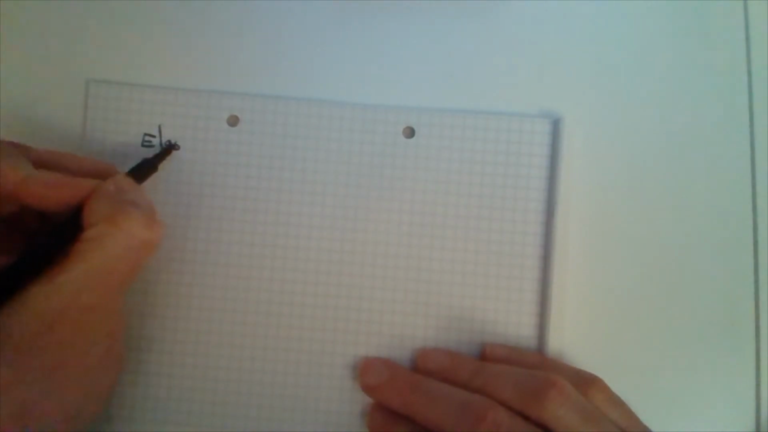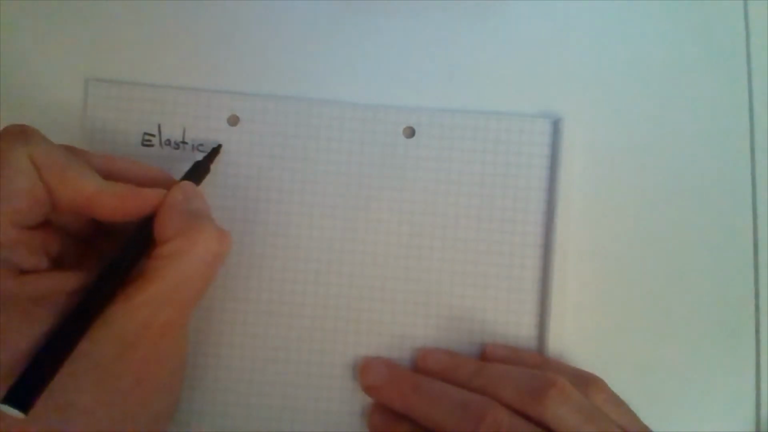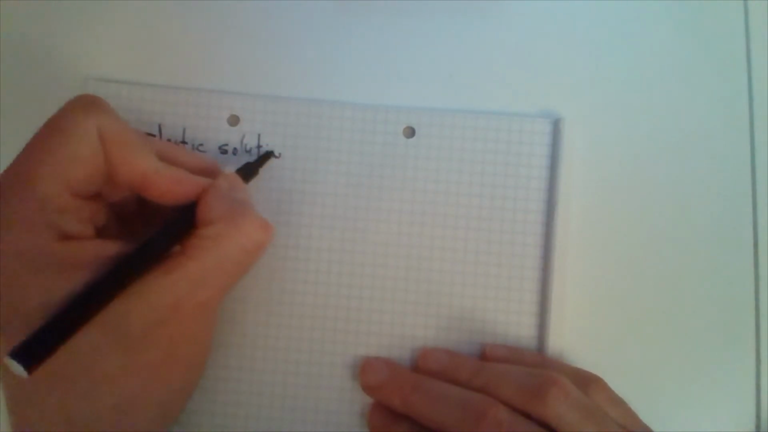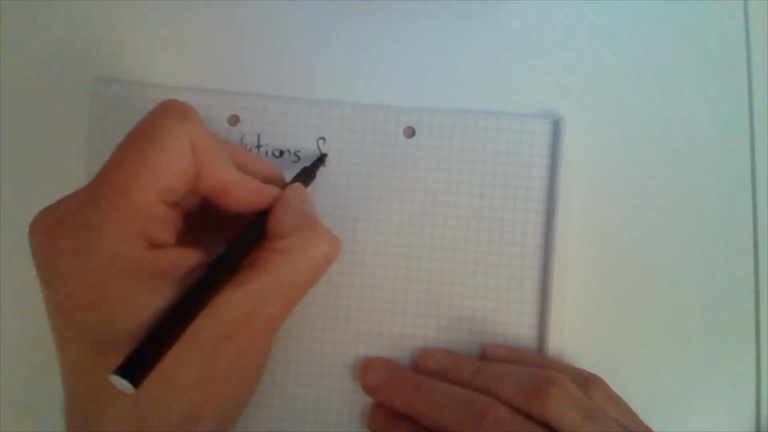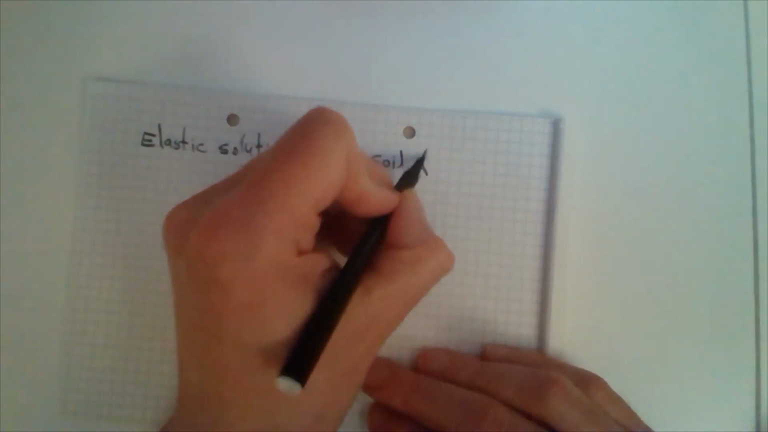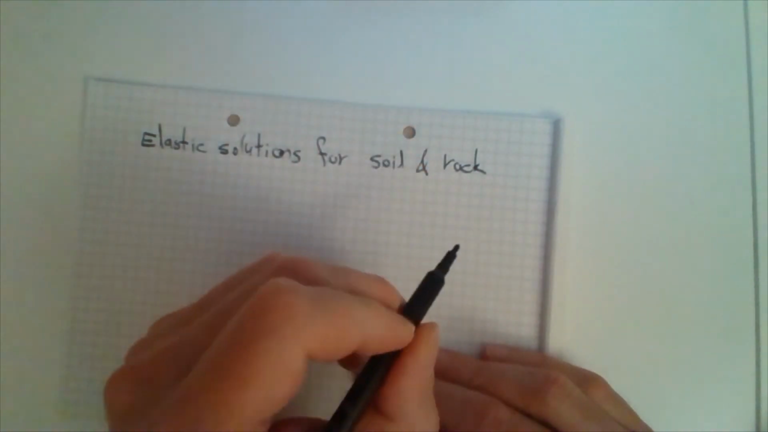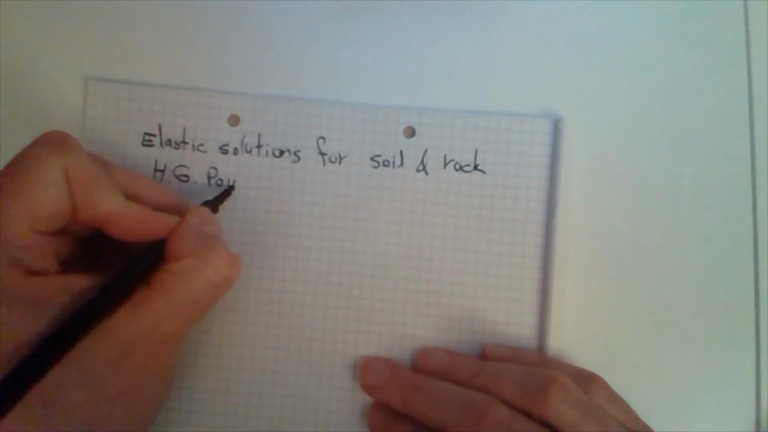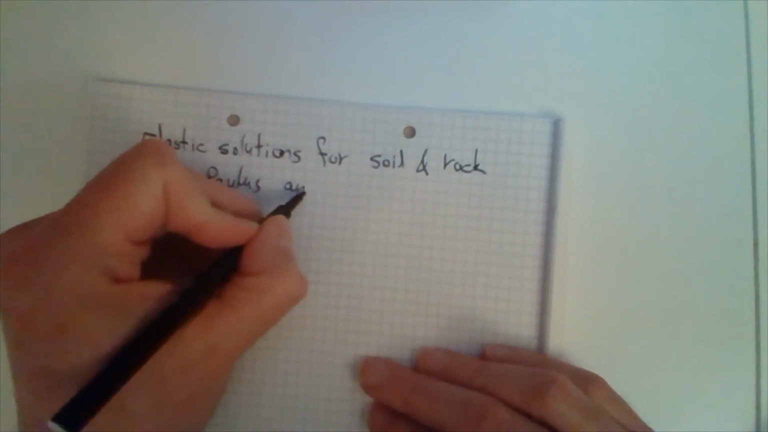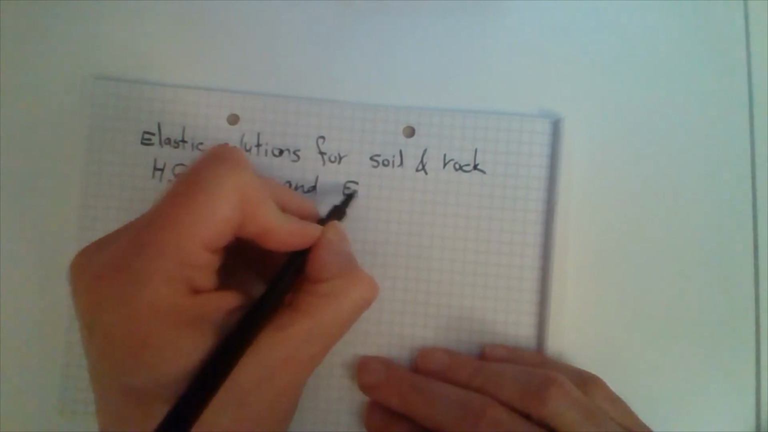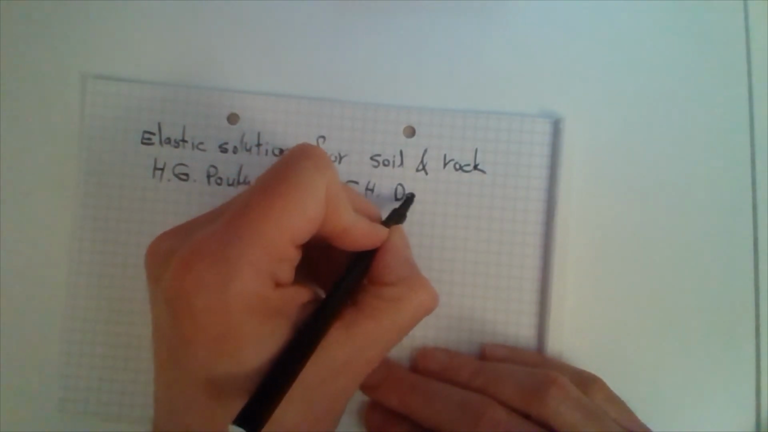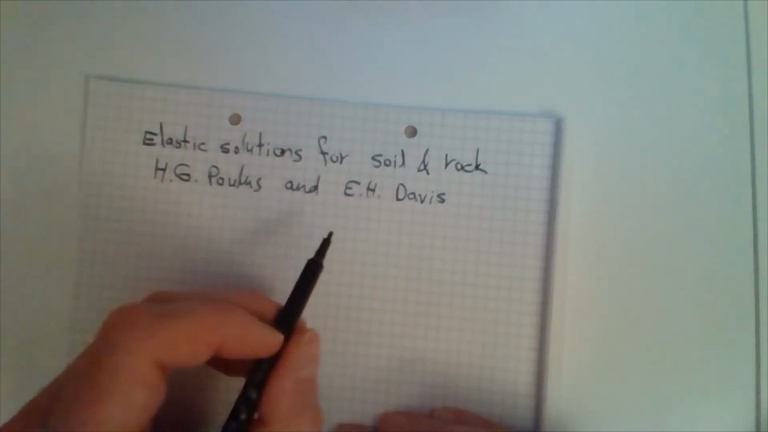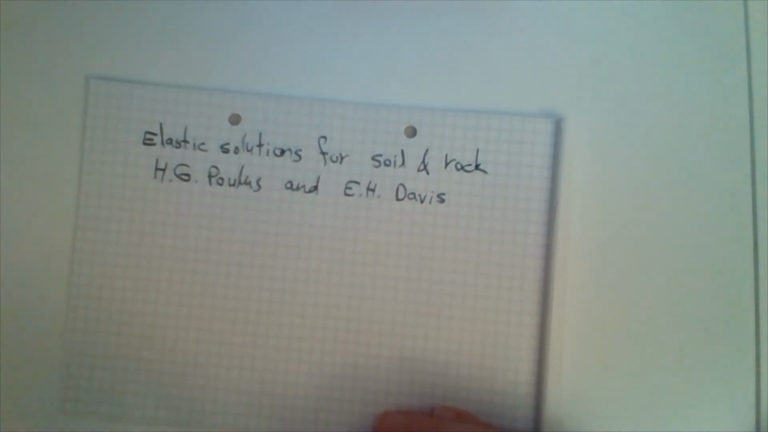And I suggest you look up these solutions, look up the book, which is an ebook available as a PDF, Elastic Solutions for Soil and Rock by H.G. Poulos and E.H. Davis. And there's a chapter about half-space solutions, and you can find the missing expressions for the other responses.